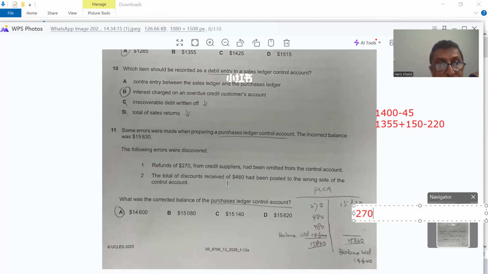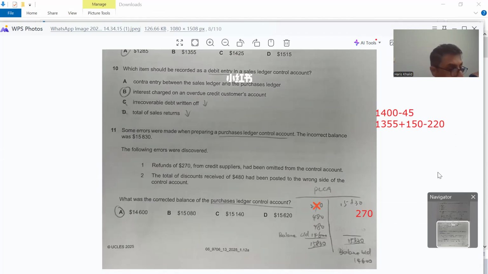Then total of discount received 480 had been posted to the wrong side of the control account. Discount received, when there is going to be discount received, it is going to be debited in the PLCA. Wrongly, we have given it a credit. Now it will come on the debit side by the double amount. So this 270 is basically wrong by the student. And the 480 written twice on the debit side is fine.